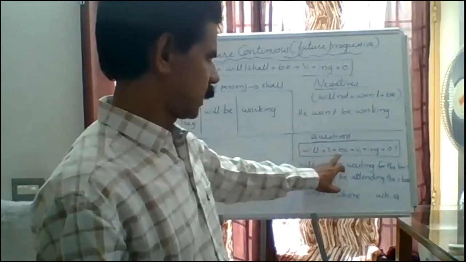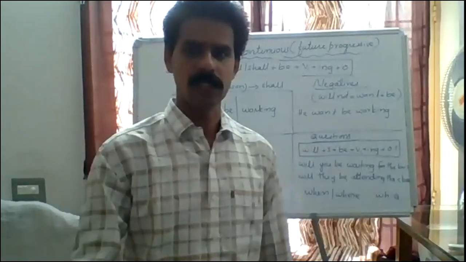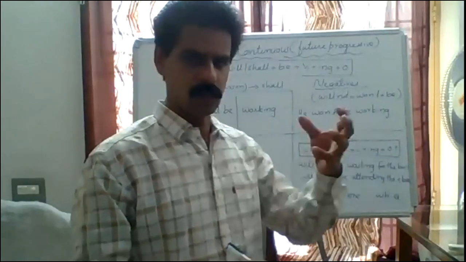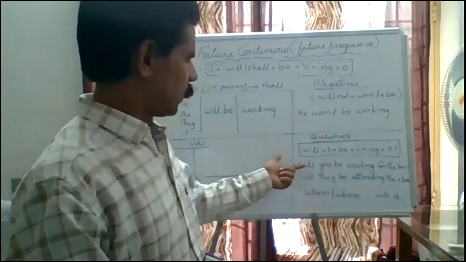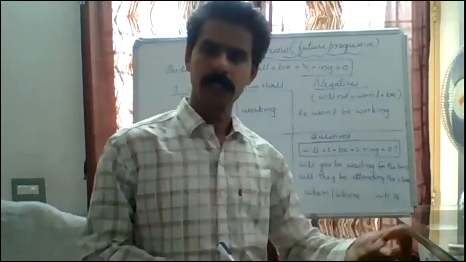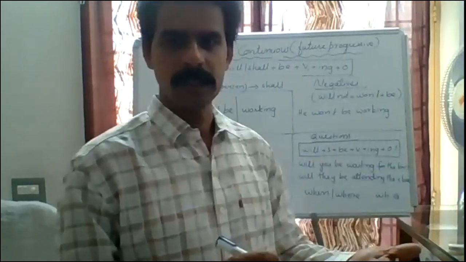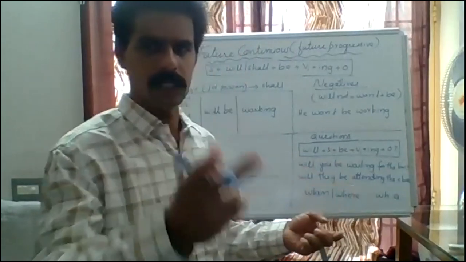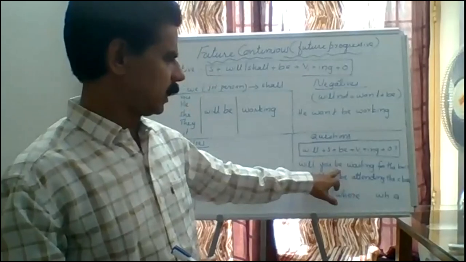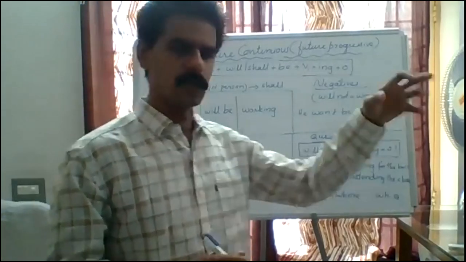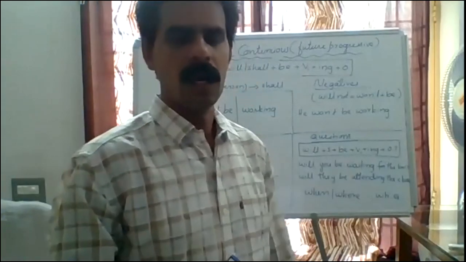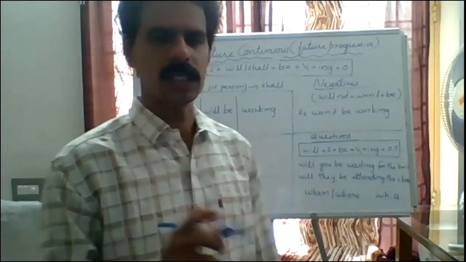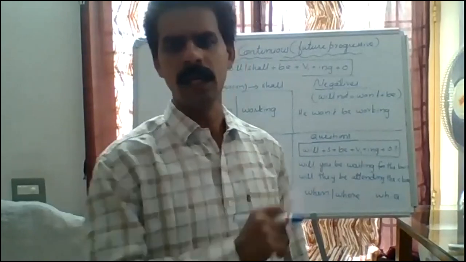Will plus subject plus be plus v1 plus ing plus object. First will be "will". Will you be waiting for the bus? Here, will is the first helping verb. Next, the subject is you. Be is added here. Waiting for the bus is the last part. It is the complement. To complete the sentence, what we use at the end of the sentence is called the complement.